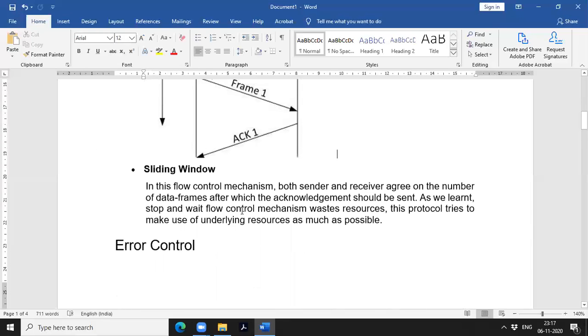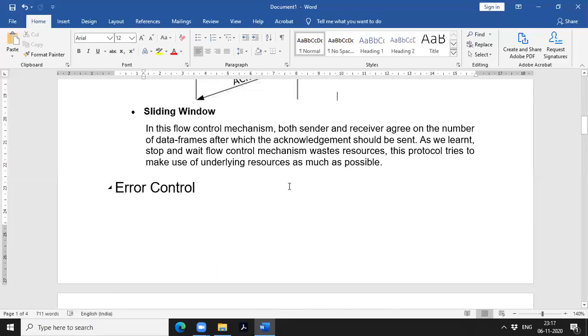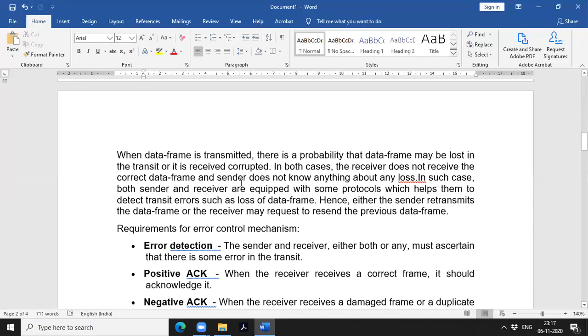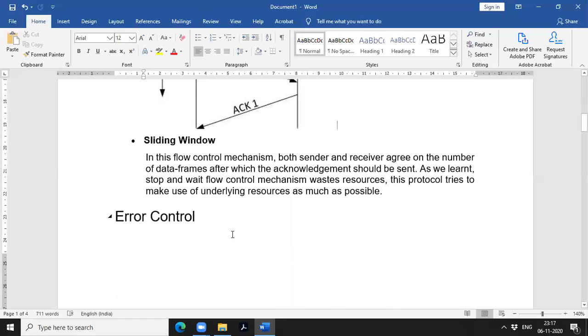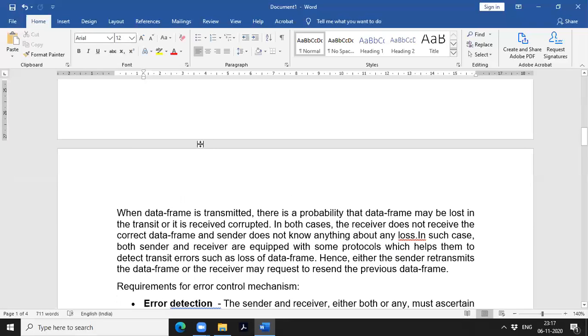In sliding window, first we have error control. So how are we controlling the error? When the data frame is transmitted, there is a probability that data may be lost during transit or on the receiving side, or it may have corrupted bits.